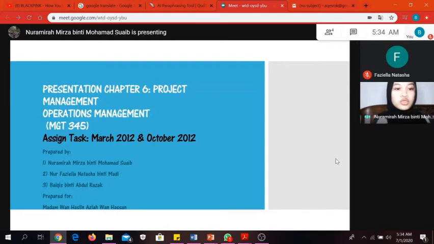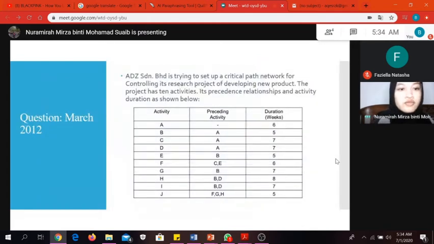So we should do the assigned task, which is past term questions, March 2012 and October 2012. Alright, first question, March 2012. ADZ Sdn Berhad is trying to set up a critical path network for controlling its research project of developing a new product. The project has 10 activities. Its precedence relationships and activity durations are as shown below.